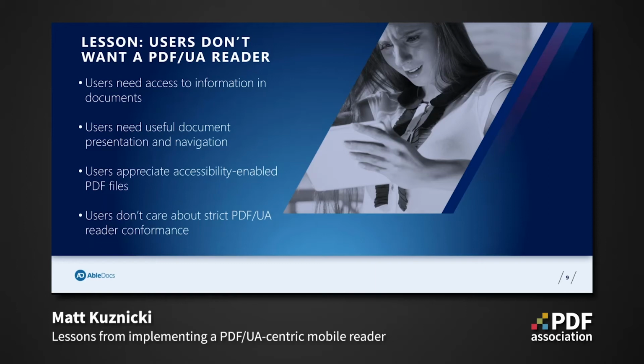Users want the accessible experience instead. They want access to information in their documents. They want flexibility in how they access documents. Users don't want to care about strict PDF UA reader conformance. They don't want a PDF UA reader that is restricted to just those capabilities and those behaviors that are dictated by the PDF UA standard. In other words, we've learned that it's more important to be useful than to be a strictly conforming reader. Though more important than both those things, it's most important to make content accessible.